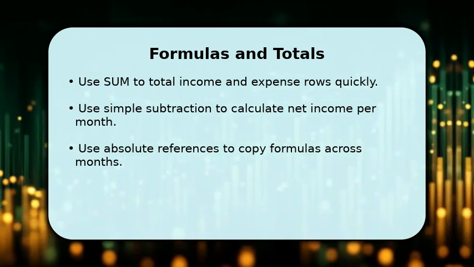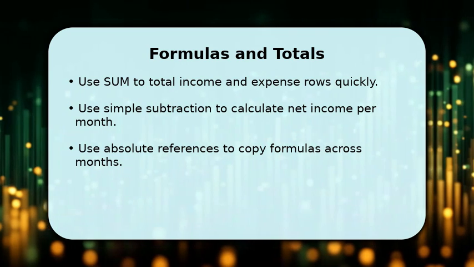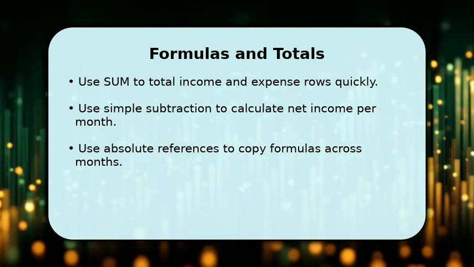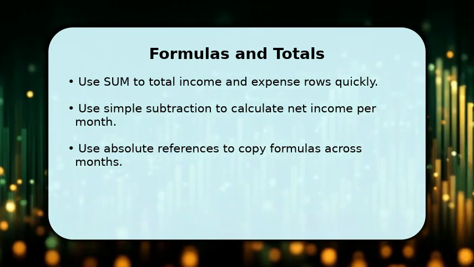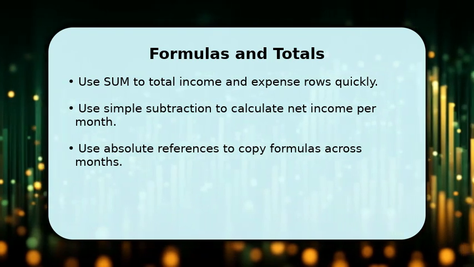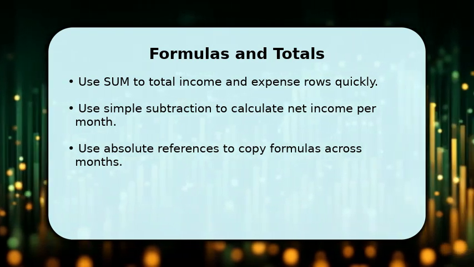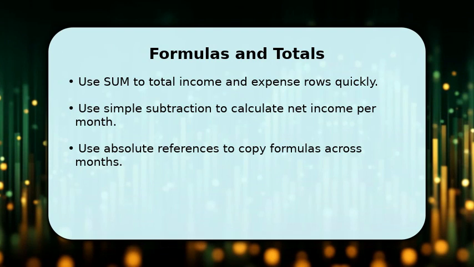Use absolute references like $B$2 when copying formulas to keep category references fixed. Add simple IF formulas to flag overspending and conditional formatting to highlight negative net months.